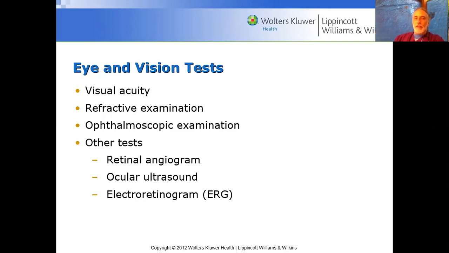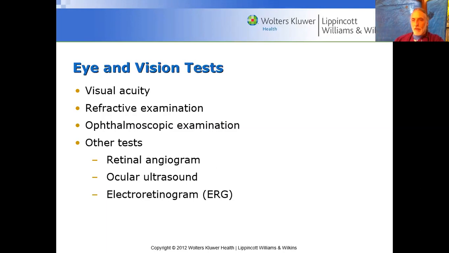So visual acuity. So how well can you see? Well, I believe everyone by this point in their lives has had a vision test at one time or another. Refractive exams, ophthalmoscopic examinations, or ophthalmoscopic, depending on how you want to pronounce that. Using a scope, so ophthalmo, and we're looking at the eye, and then a scope. And these are visual examinations of the structures of the eye.